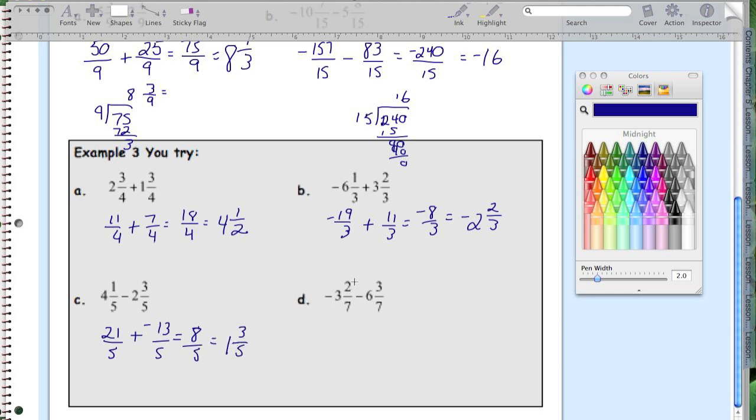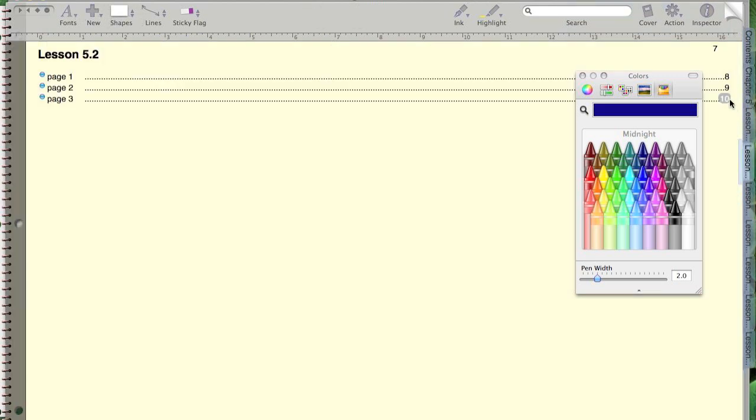And letter D, negative 3 and 2/7 is negative 23/7. 6 and 3/7 is actually 45/7 because they're both negative, negative 23 and negative 45. I'm going to add them. When I do that, I get negative 68/7, which is actually negative 9 and 5/7. Because 9 times 7 is 63 and I have 5 left over. Okay? Alrighty, let's go to our last page.